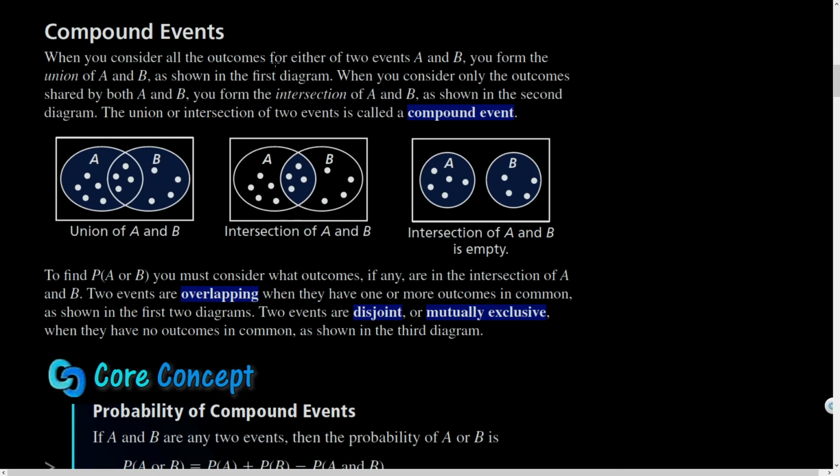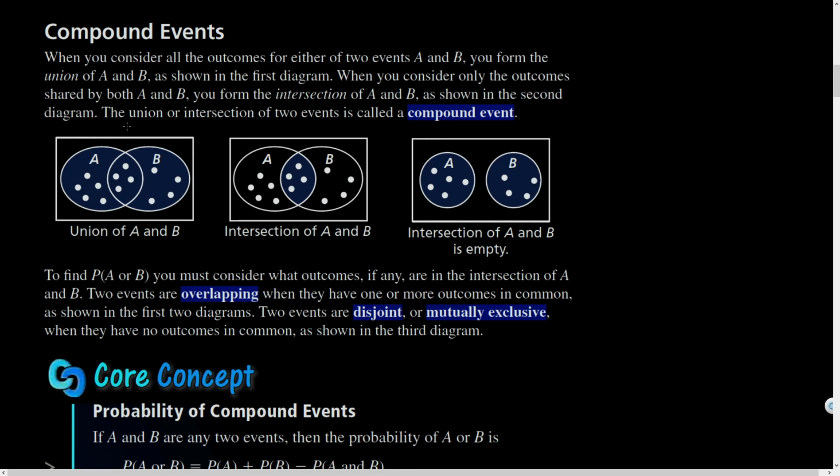Compound events. When you consider all the outcomes of either of 2 events, A and B, you form a union of A and B, shown in the first diagram. When you consider only outcomes shared by both A and B, you get the intersection. So that's A and B logic. You get fewer possible cases. And this is called the intersection, as shown in the second diagram.